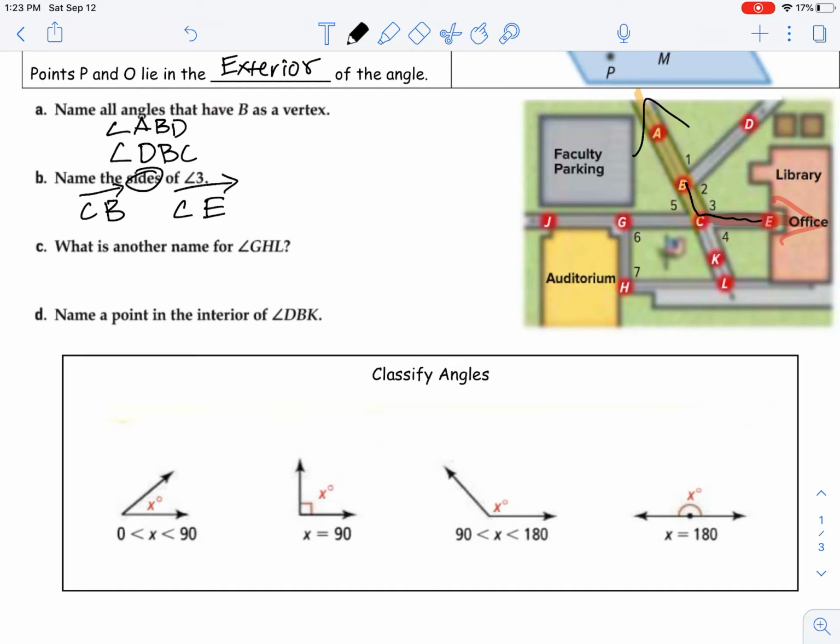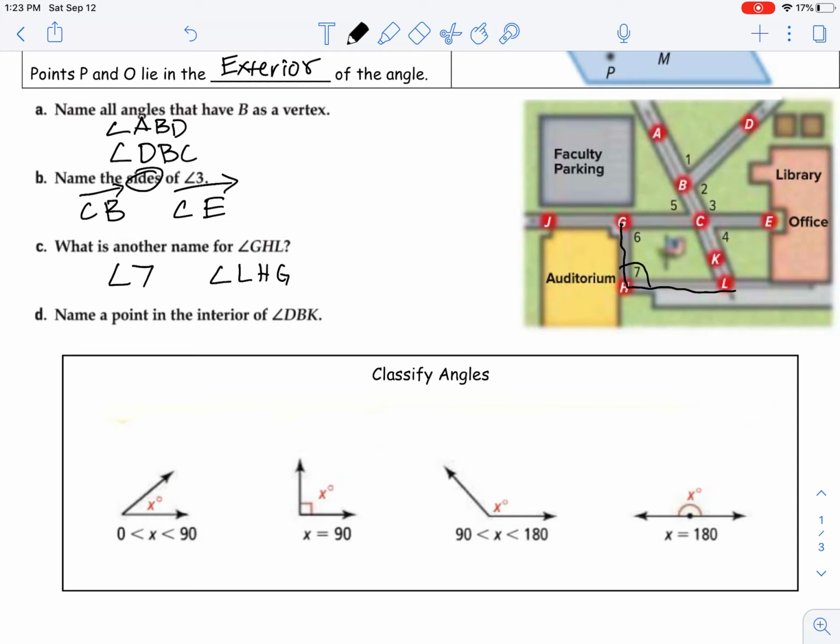Okay? What's another name for GHL? Okay, so let's see. GHL. Connect the dots. G to H to L. If I'm calling it by another name, I'm just going to use that 7 right there. I'm going to call it angle 7. You could also call it angle LHG if you wanted to. There's actually 2 of them. I'll write it down anyway. So LHG would be your other one.